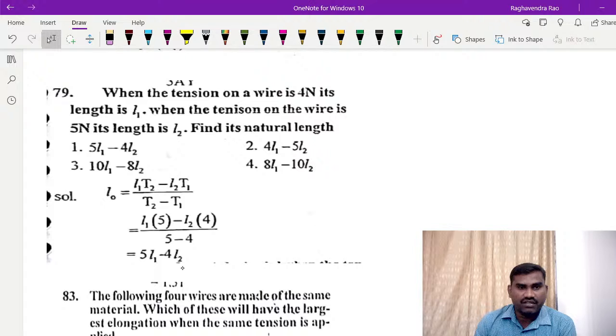So this is, as usual, how we have calculated natural length: L1 T2 minus L2 T1 by T2 minus T1. When the tension on Y is 4 Newton, the length is L1, and when the tension on Y is 5 Newton, the length is L2. Find its natural length. This is the direct formula for this question.